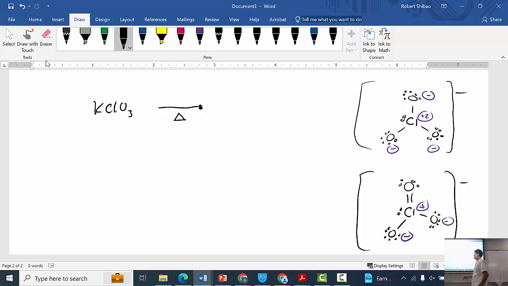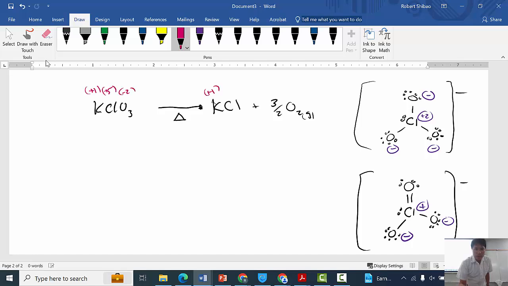And so this is kind of what it does. The chlorine will take the electrons off the oxygen, and do you know what we're going to get? We're going to get potassium chloride and oxygen gas. When we look at the oxidation states here, potassium's +1, chlorine's +5, oxygen's -2. Over here, potassium doesn't change, but chlorine has changed. Now it's -1. So chlorine went from +5 to -1.